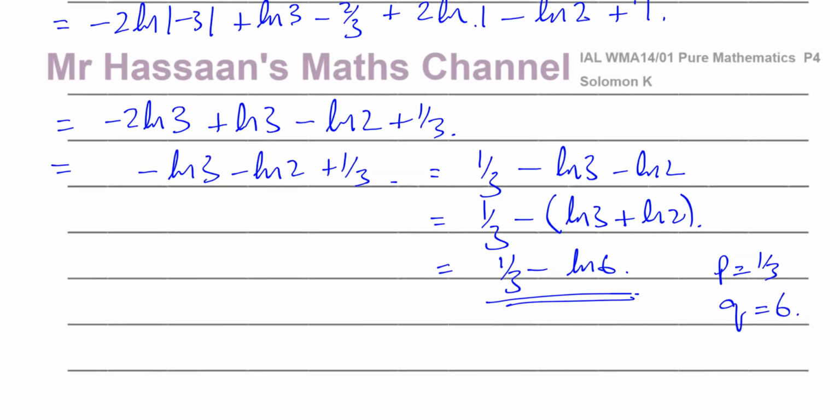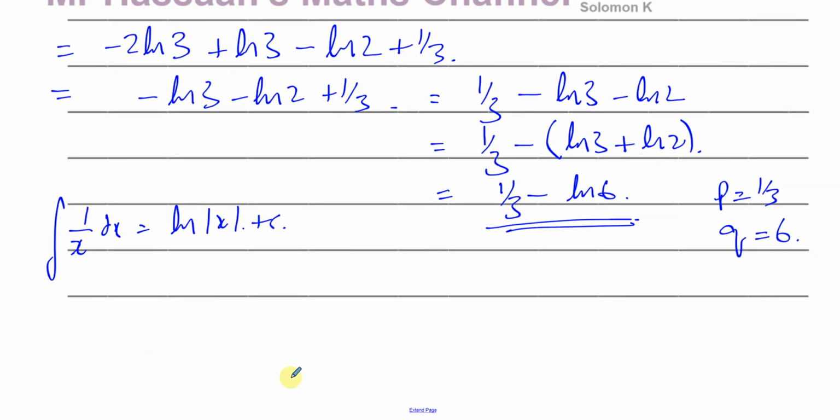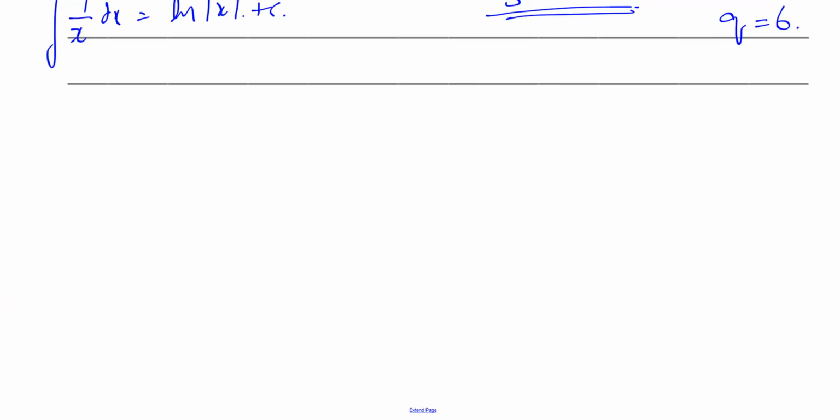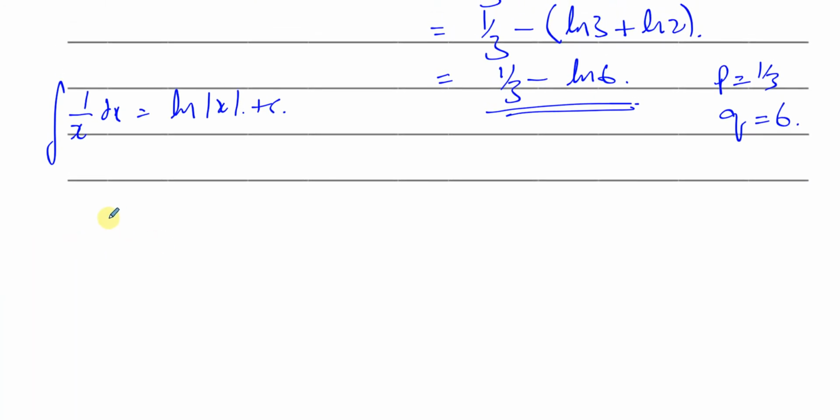Now I'm going to digress a little bit here, because a lot of students don't understand why, when we integrate 1 over x with respect to x, we write the ln of the modulus of x. I want to explain why, so that you will understand. So I'm going to go off the topic a little bit here. I know that if I say y equals ln of x, and I find the differential of ln of x, it's going to be 1 over x.